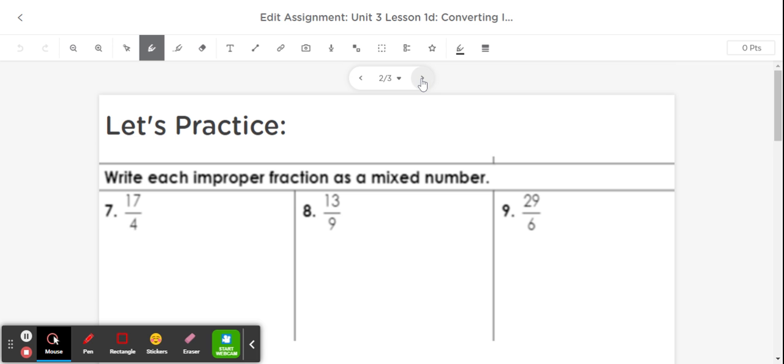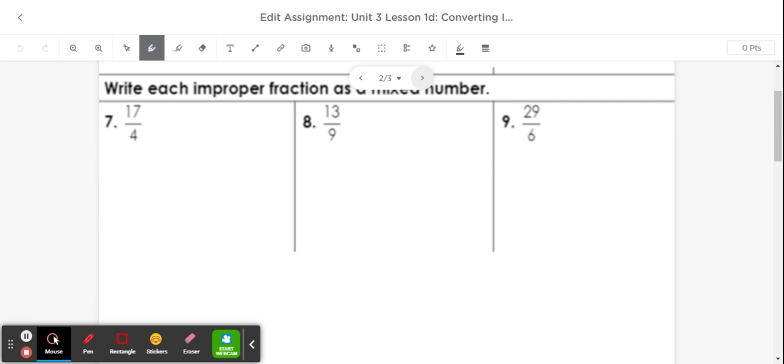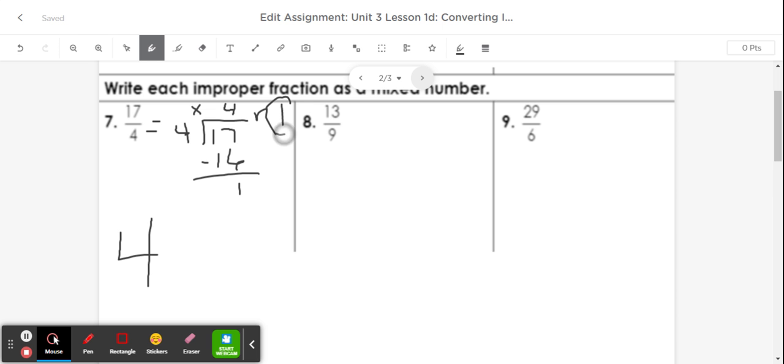Okay, here we go. Let's try a couple of these. So again, I'm going to change 17 under the division bracket, divided by 4. 4 goes into 17. Well, I know 4 times 4 is 16. Subtract that, I get 1. So remainder 1. So remember, number on top is 4. The remainder, which is 1, is the numerator. And the denominator doesn't change. Great job.